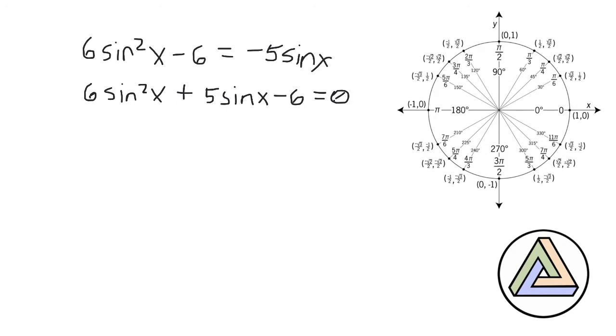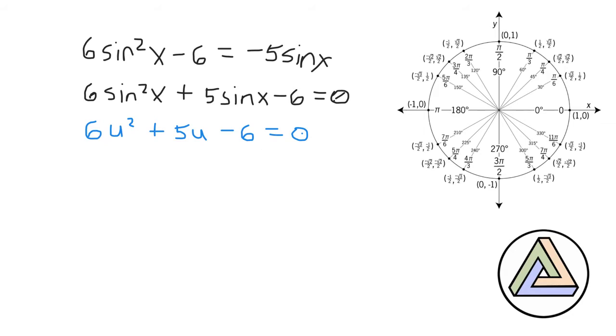This is a perfect scenario for u substitution, where we could call this 6u squared plus 5u minus 6 equals 0. Now, when you're using u substitution, it's just a way of putting this in a more familiar looking scenario so that you could easily factor it or whatever. And if you're going to use u substitution, remember the u corresponds with whatever the middle term variable is. All right. So anyway, here we go.